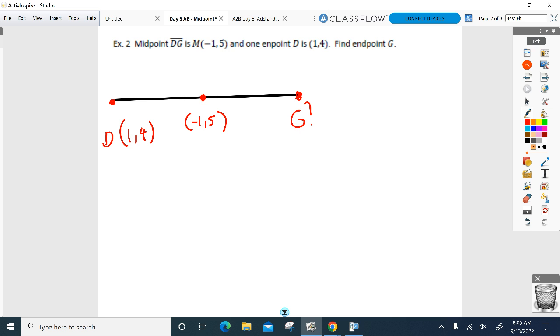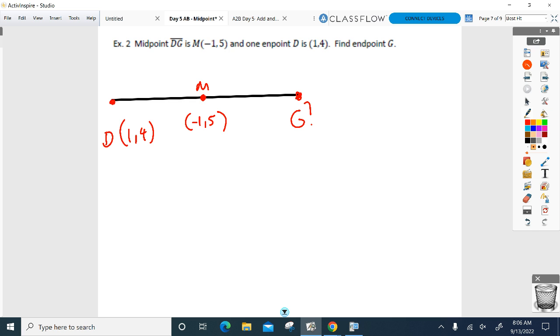What's the deal over here now? This is where I need you to be, upper level kids. How do I find G? Let's see, that's D, that's M right in the middle, right? How do I find G? Any thoughts? I don't want to just give it to you and say, do it this way. Where's M again? Directly in the middle. M is directly in the middle.